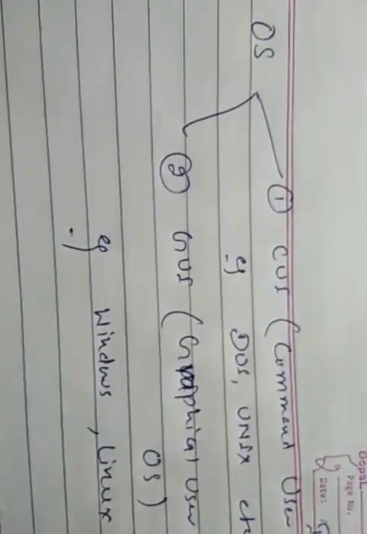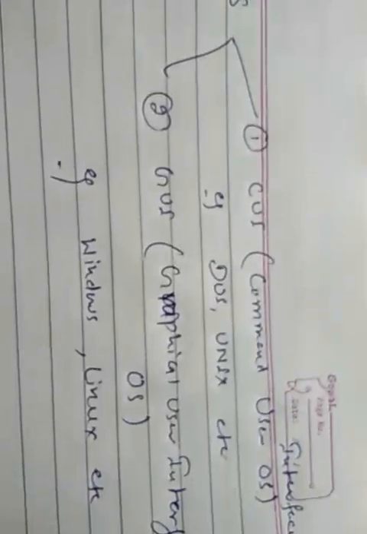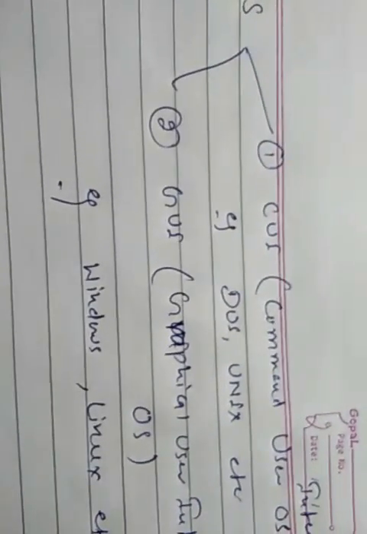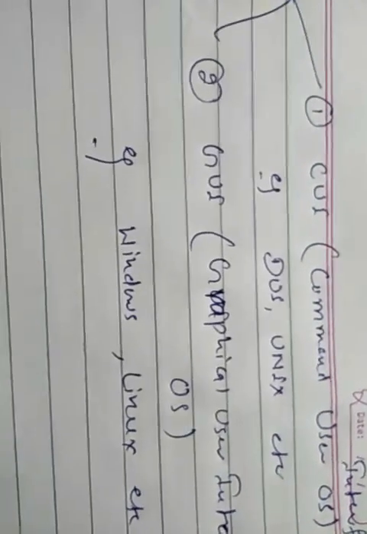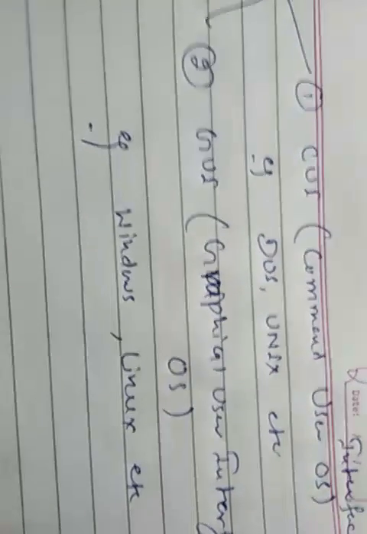So there are two major types of interfaces for an operating system. Number one is the CUI, which stands for command user interface, and examples of this are DOS and Unix. And the second one is the GUI, which stands for graphical user interface operating system, and examples of this are Windows and Unix.